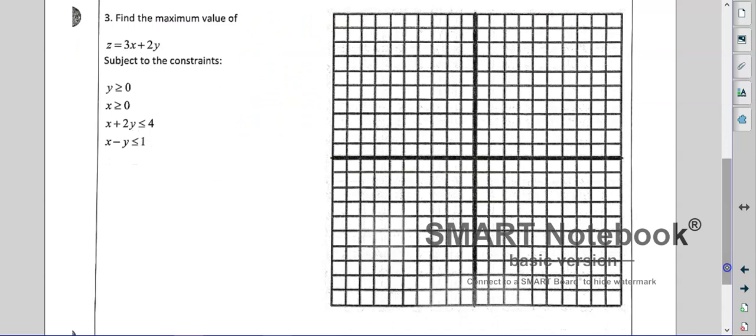All right, now number 3. Again, we're going to be in our first quadrant here. X greater than 0, y is greater than or equal to 0. Now this one is not in y equals form, but we can do the cover-up method. So if I cover up this and divide by 2, 4 divided by 2 is 2, so y is 2. And if I move this over here and cover this up, well, that's pretty easy. X is 4. 1, 2, 3, 4.